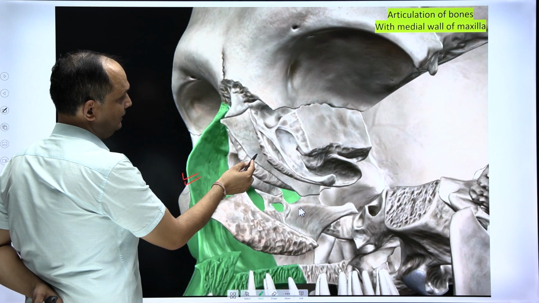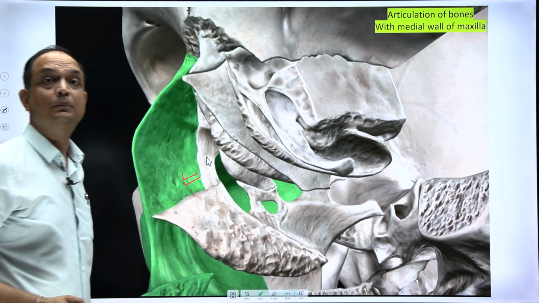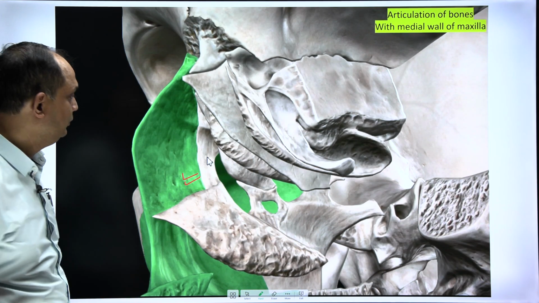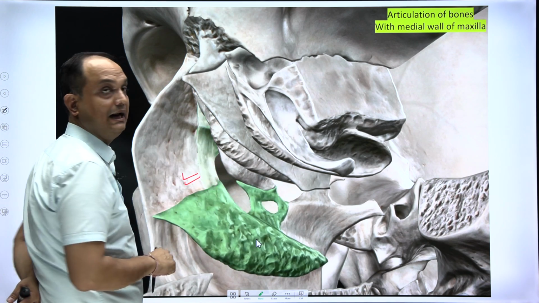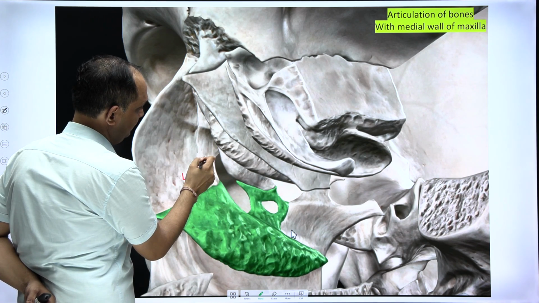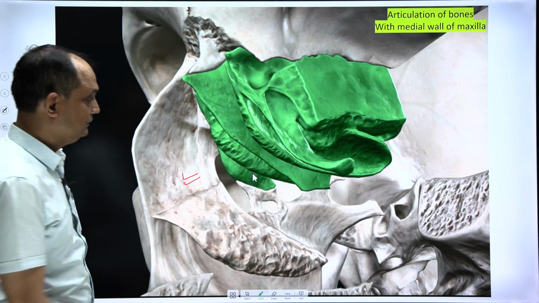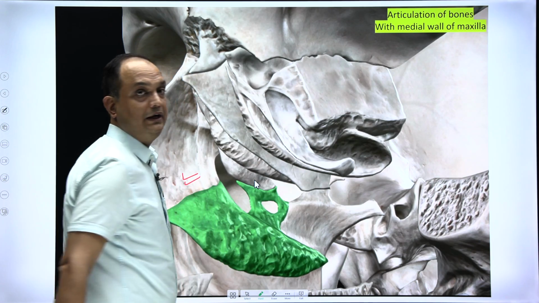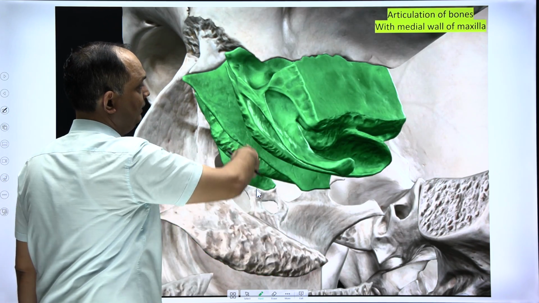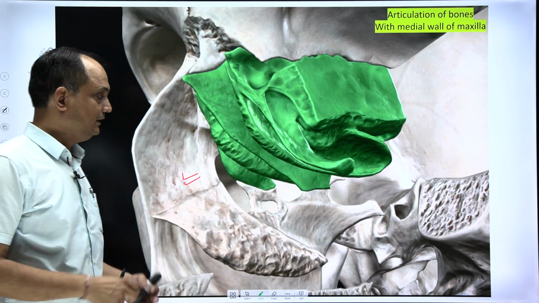Now above that, this is your ethmoid bone, which is a midline unpaired bone, and behind that this is the lacrimal bone. So lacrimal bone is contributing from the anterior side. This is the inferior nasal concha from the lower side. That is the perpendicular plate from the posterior side, and this is the ethmoid from above. So these are the 4 bones.